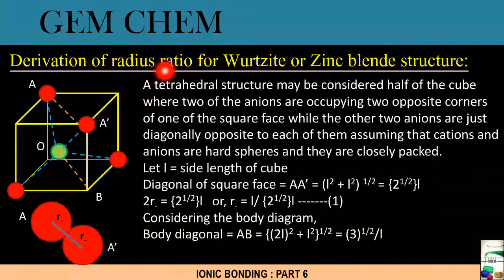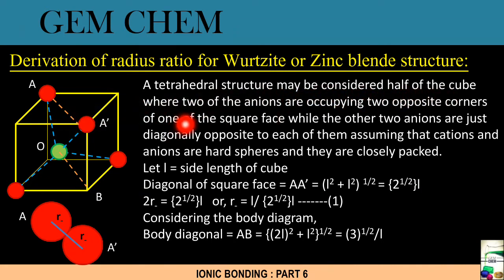Now we will see the derivation of the radius ratio for the wurtzite structure or zinc blende structure. Now in tetrahedral cases, we consider half of the cube where two of the anions are occupying two opposite corners in one of the square faces, while the other two anions are diagonally opposite to each of them. This is diagonally opposite, this is diagonally opposite, right? Assuming that the cations and anions are hard spheres and they are closely packed. Actually, these are not far apart, they are connected just like this. But in order to show the diagram, it is easy to show like this, right?